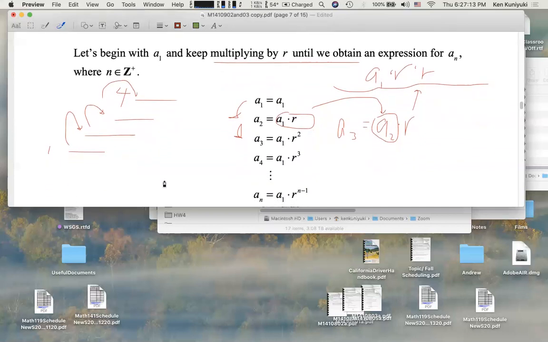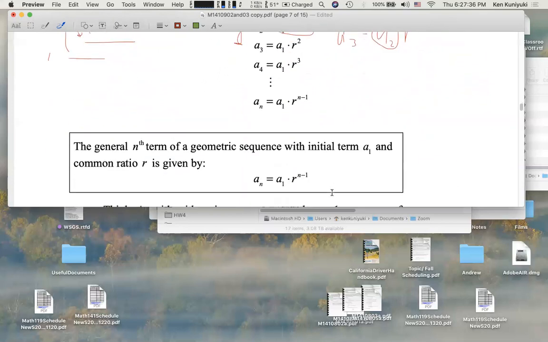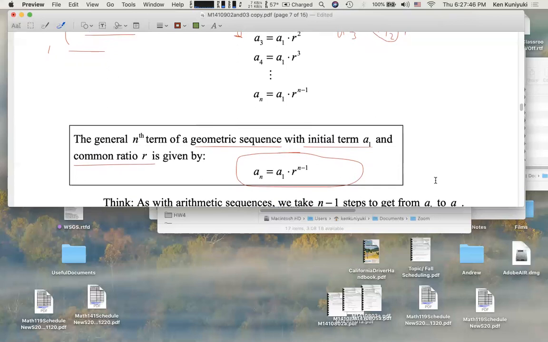So in general, to get from the first term to the nth term, a sub n equals a sub 1 times r to the n minus 1, because you multiply by r n minus 1 times, and that's exponentiation. For example, here, r squared means that you multiply r times r, right? You multiply 2 copies of r. Again, the general nth term of a geometric sequence with initial term a sub 1 and common ratio r is given by this. Remember it, or figure it out.